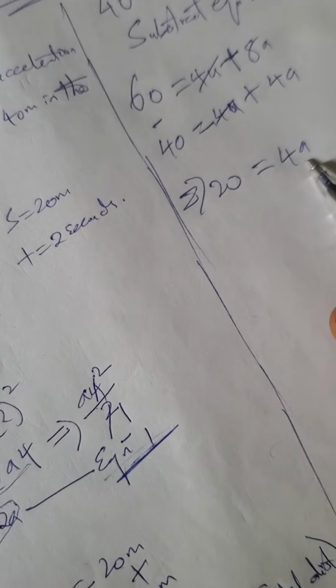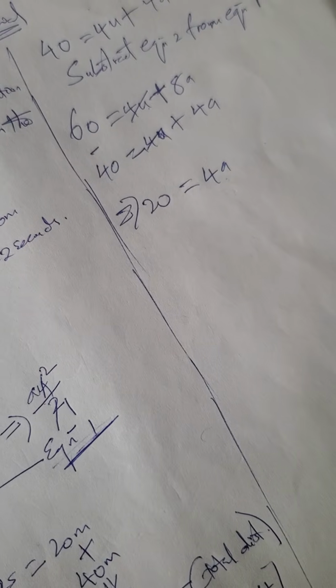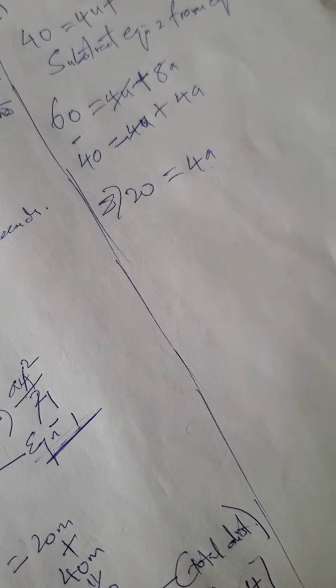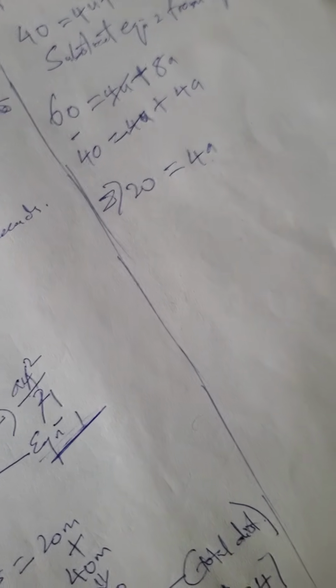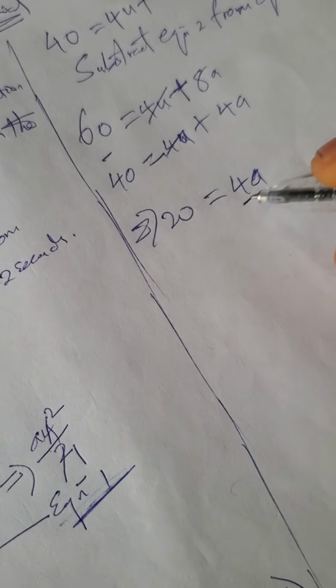Okay, so now what are you going to do? We can't do anything here because a is with 4, and there's no way we can just get that a. So what are you going to do? There's a coefficient in front of that a. The coefficient in front of this a is 4.